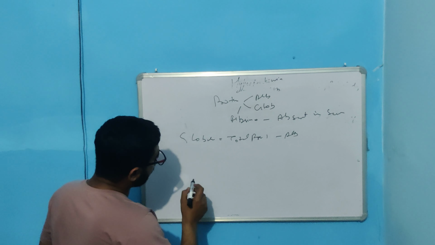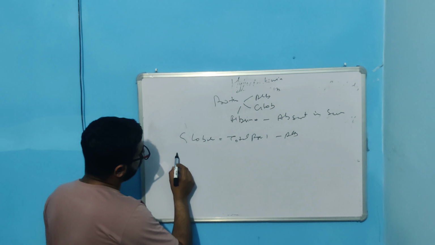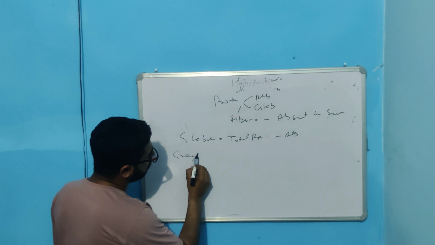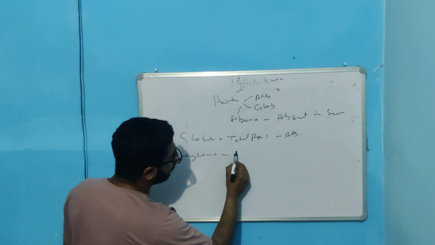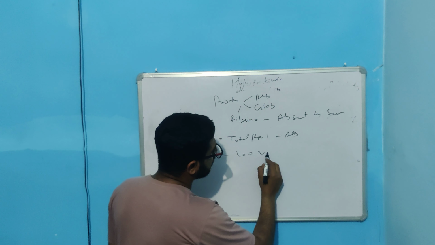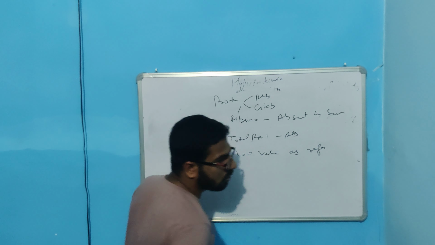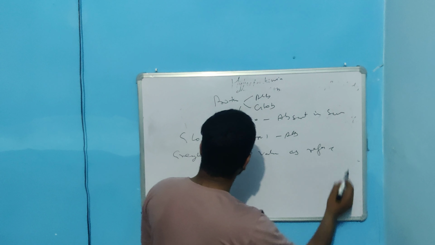If you see the values of total protein in the case of a greyhound, you find low values as compared to the reference values for a dog, right?